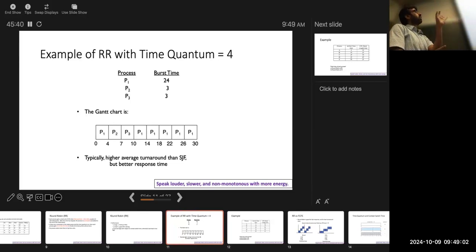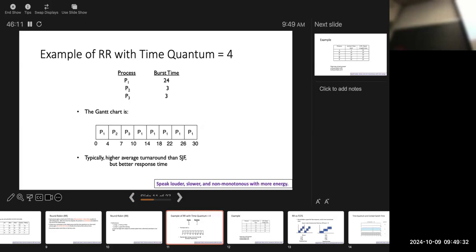So you have three processes, 1, 2, and 3. Their CPU burst times are 2, 4, 3. Quantum is equal to 4. So you assign a budget of 4 time units to each process. Let's say they arrive in the same order, like P1 arrives before P2 and P3. So at time unit 0, you first execute P1 for 4 time units, then its budget is expired.